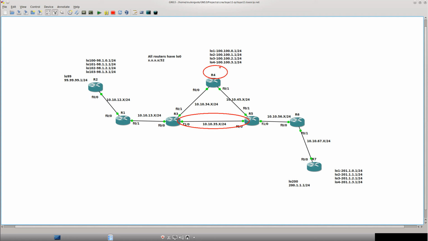Okay. So that sequence number is tracking how many times it has changed. So things have gone down, better metric, maybe I've disappeared completely, you know, stuff like that.